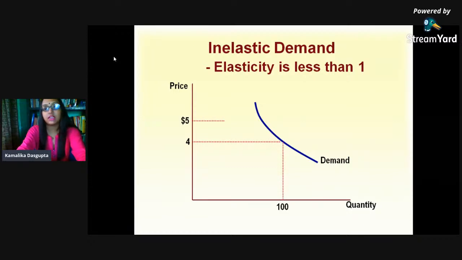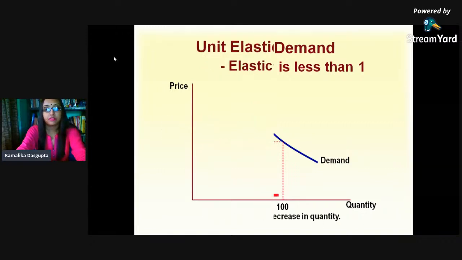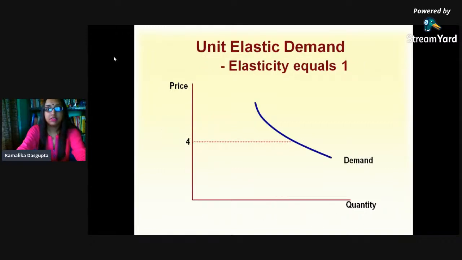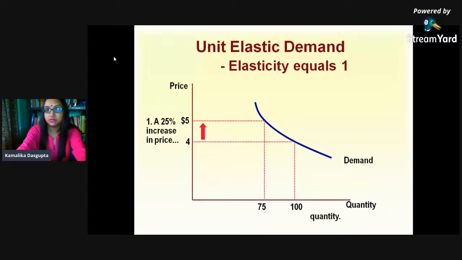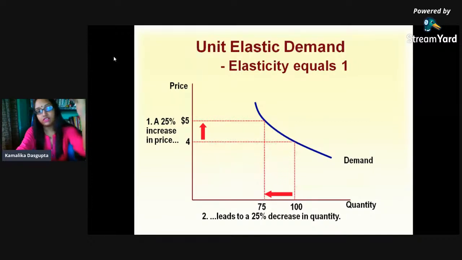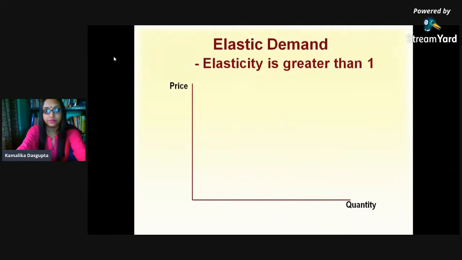Inelastic demand means that price changes by some percentage, but quantity changes by a lesser percentage. So it is relatively inelastic, but it is not perfectly inelastic. Okay. And unitary elastic means that by what percentage the price changes, by the exact same percentage the quantity also changes. Here we can see that a 25% increase in price results in a 25% decrease in quantity. So 25 by 25 equals 1.